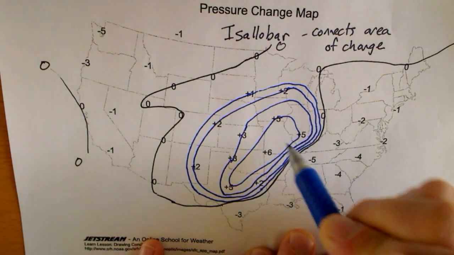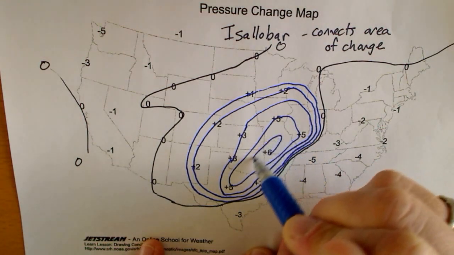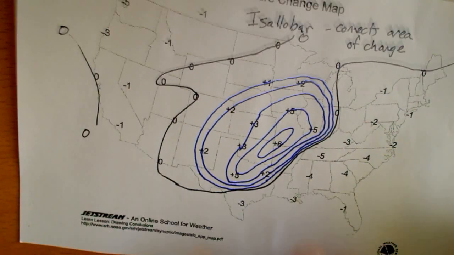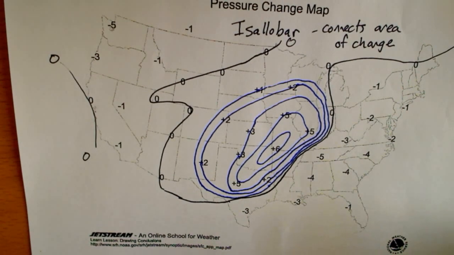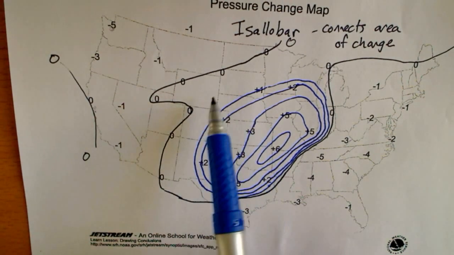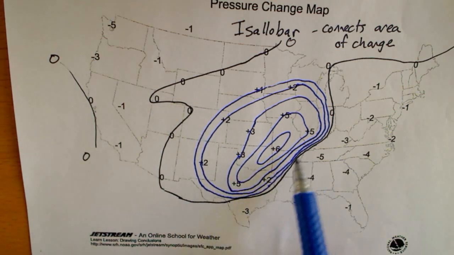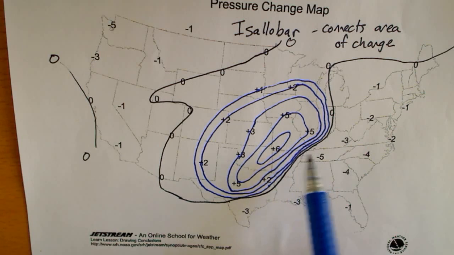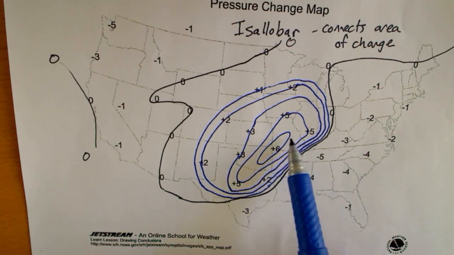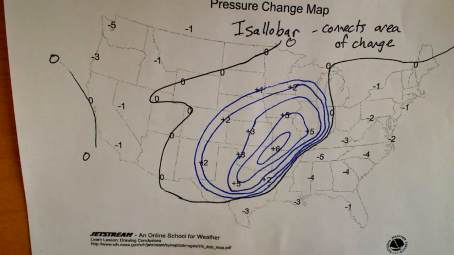So that inner area is going to be a 6. I'll just kind of draw a blob in that area. Wow. So that means that out here in the Midwest and the Rockies, there's not much change. But as you get going through this corner of Arizona and Tennessee and Kentucky, there is a lot of change in pressure as you drive across.